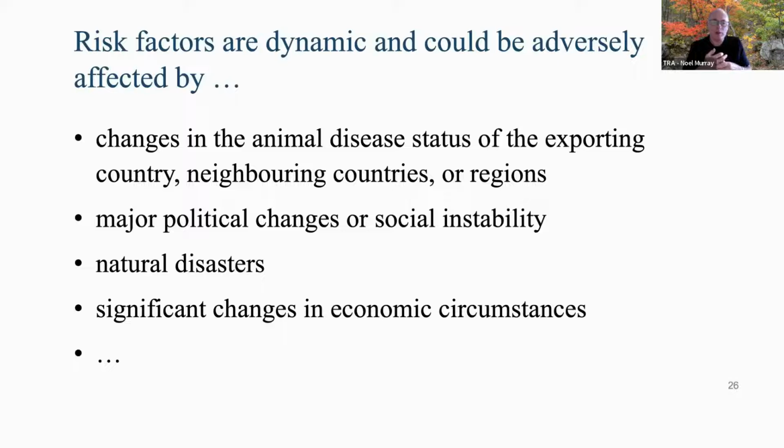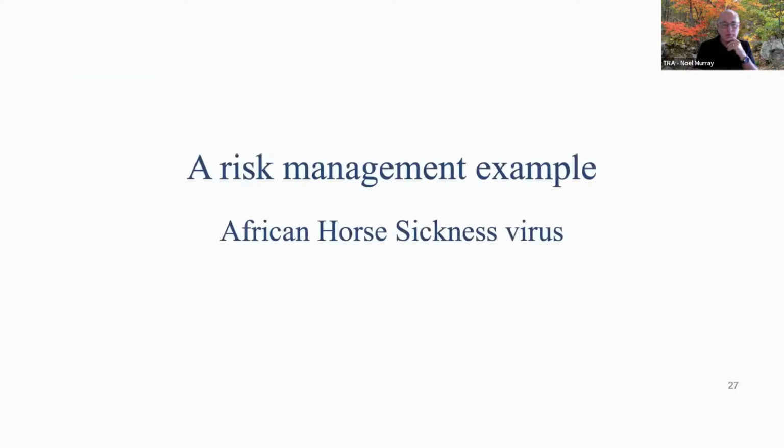Changes in animal disease status of the exporting country, or perhaps even neighboring countries or regions, may have implications. There may be major political changes or social instability that impact on risk factors. Natural disasters, floods, earthquakes, fires, etc. There may be significant changes in economic circumstances that impact on risk factors as well. So obviously they're dynamic. But let's look at an example building on the African horse sickness virus example from New Zealand.